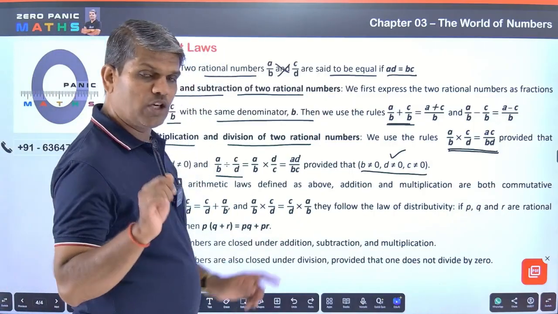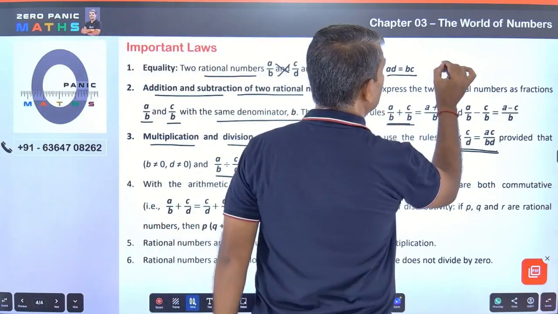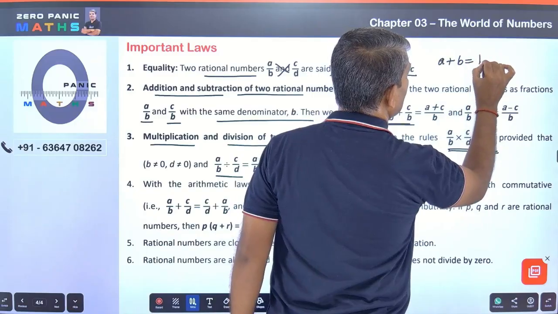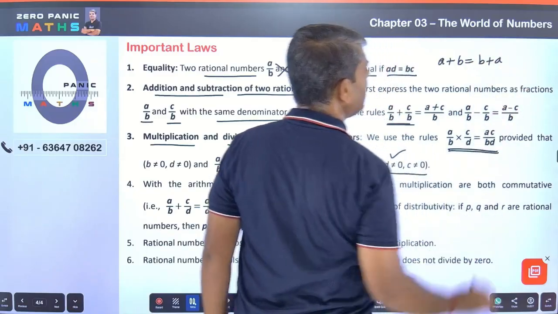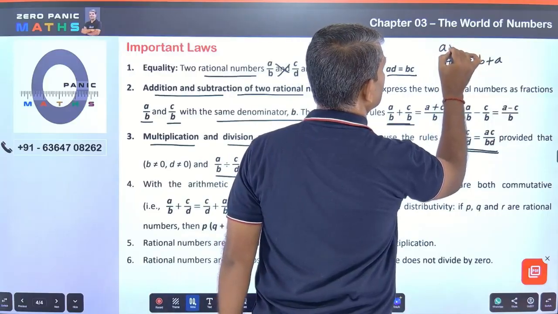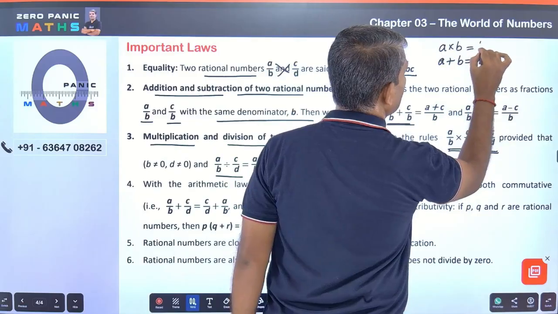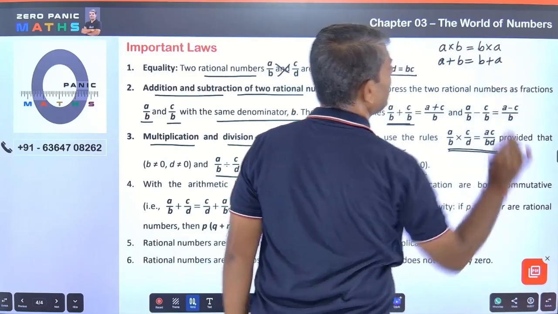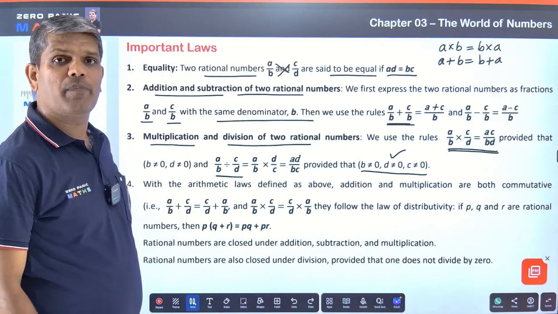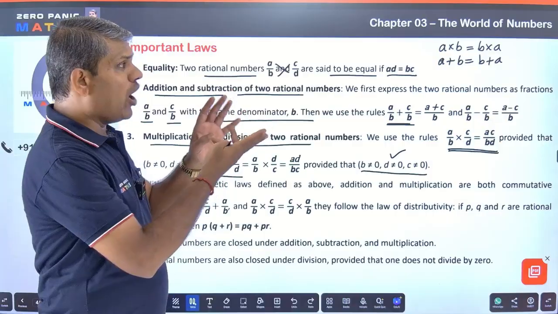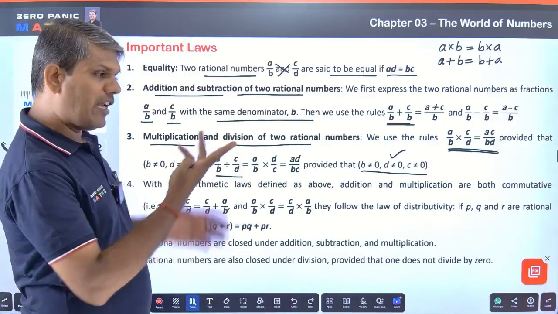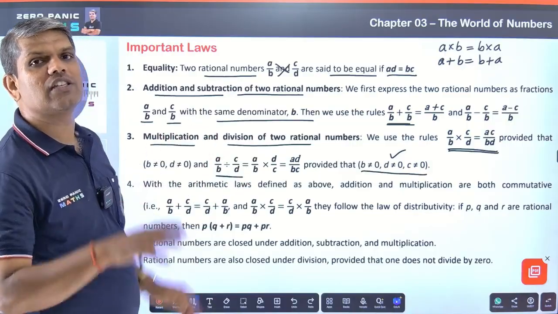You might know what commutative is, but let me give you a simple example: a plus b is equal to b plus a. Addition and multiplication, they are saying. It means that a multiplied by b is equal to b multiplied by a. It means that when you perform addition and multiplication operations, when the values, or you can say the operands, are reversed, the result will not change.